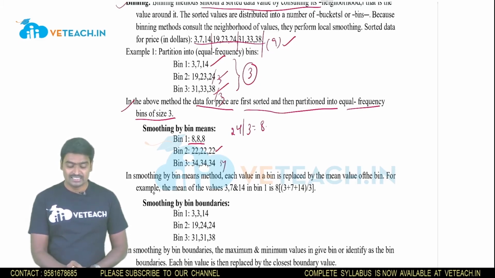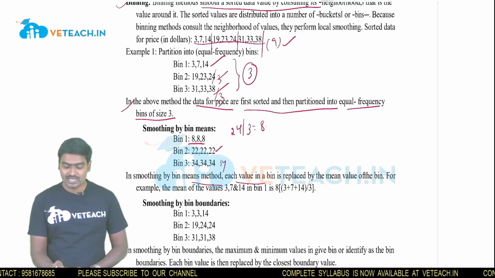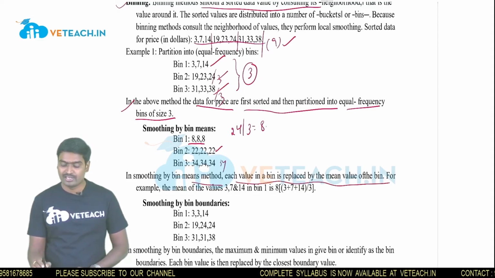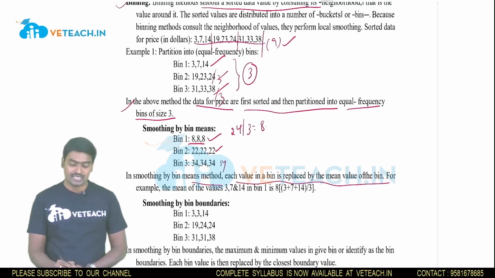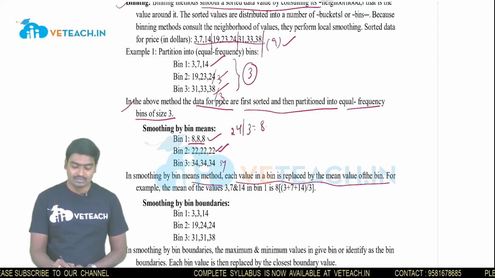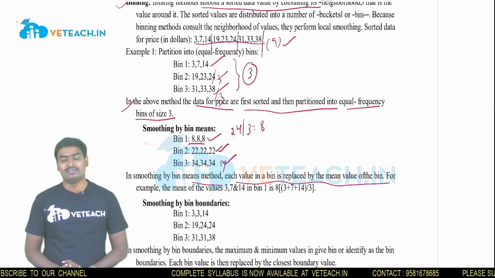And here in the smoothing by bin means method, each value in a bin is replaced by the mean value of this bin. What is the mean value? In bin 1, 8 is the mean value, in bin 2, 22 is the mean value, and in bin 3, 34 is the mean value.